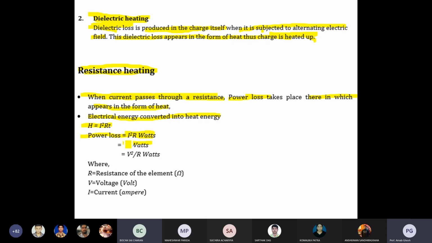It is also known as VI watt, or V square by R watt, where R is the resistance of the element, that is rho, V equals voltage, and I equals current in amperes. So R, V, I, all are the components.